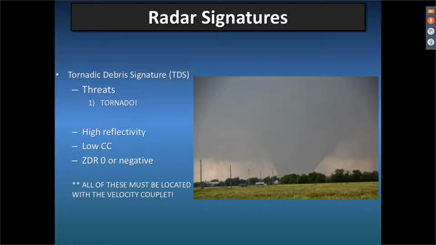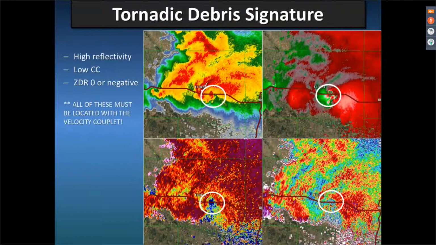And we've used this time and time again to confirm tornadoes that are occurring when we've issued a tornado warning. So this has been a great aspect of the dual pole radar upgrade that we got a few years ago. So what does a TDS look like on radar? Well, you can look at the image on the screen here.